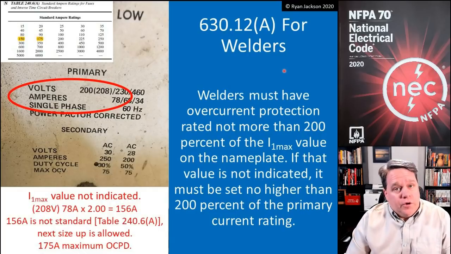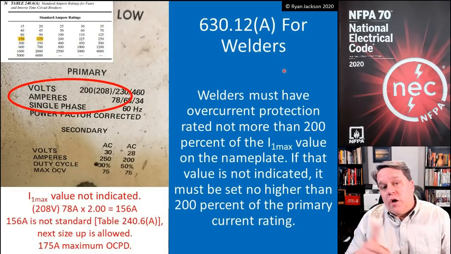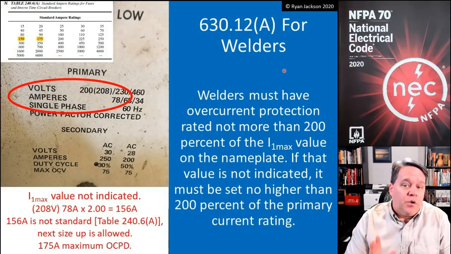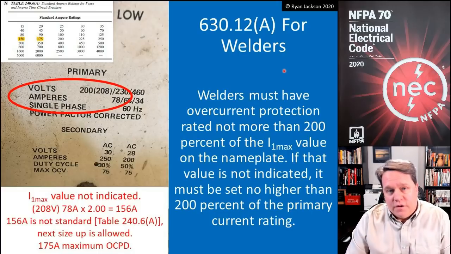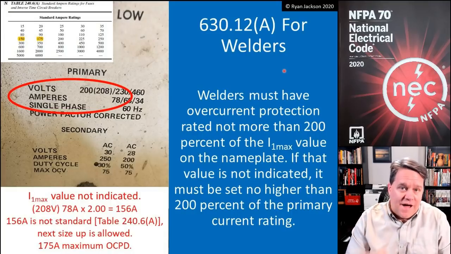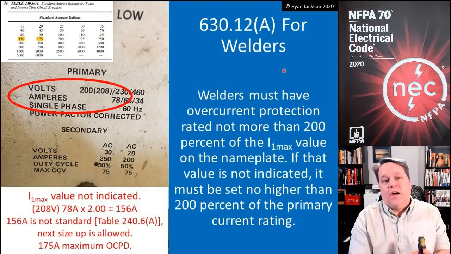So what are we going to do? Could we put it on a 150 amp breaker or fuse? Sure, we could if we wanted to. Could we put it on a 175 amp? Sure, but that would be the limit. Putting it on a 200 amp breaker or fuse would be a violation, right? So the maximum is 200% plus the next size up if that doesn't correspond. So 175 amp maximum. That protects the welder.